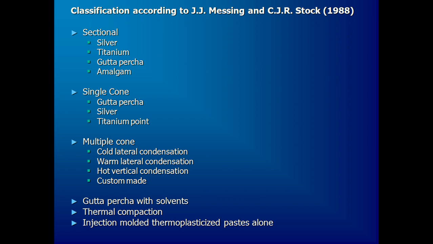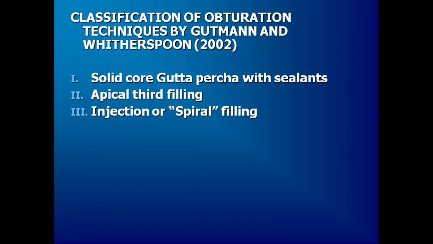One classification by J.J. Messing divides it as sectional, single cone, multiple cone, gutta-percha with solvents, thermal compaction, and thermoplasticized. The most commonly used classification is by Grossman and Witherspoon, where they broadly classified it into 3 types. That is the solid core gutta-percha with sealants, the apical third filling, and the third one is the injection or the spiral filling technique. Again, these are further classified.